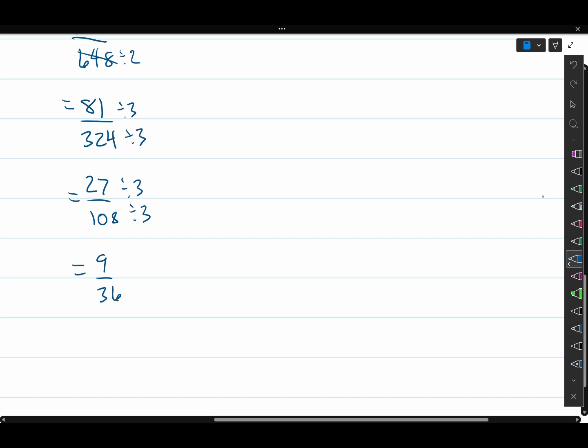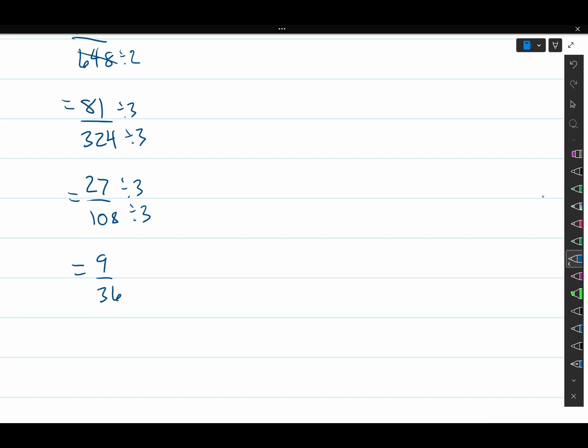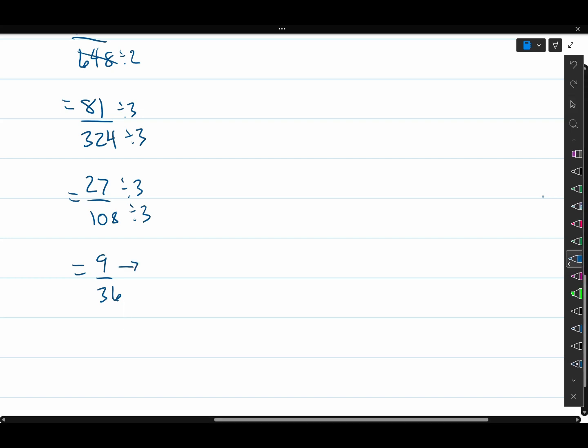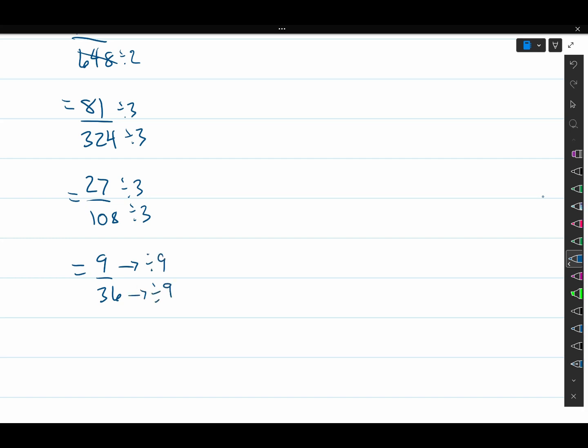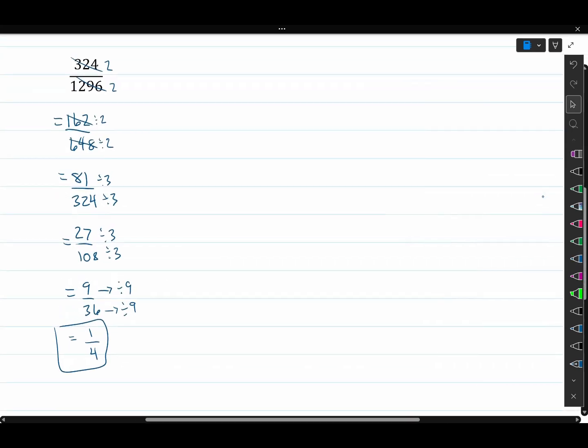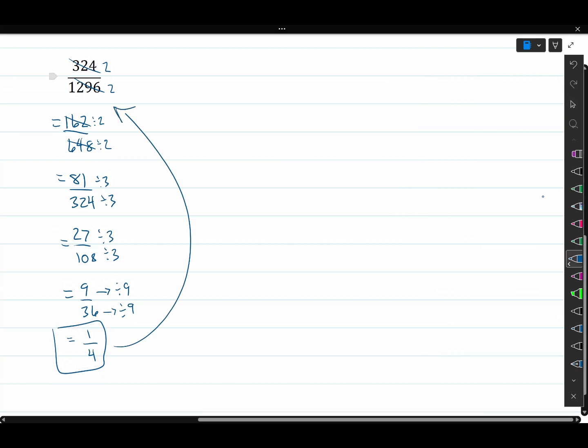Now these numbers are getting a little bit smaller. I can start to do these in my head. If you cannot, keep going with your calculator. I know my 9 is divisible by 9. I know my 36 is divisible by 9. And I end up with 1 over 4. Can I reduce that any further? No, I cannot. So 324 over 1,296 is really just a fancy way of writing 1 over 4.